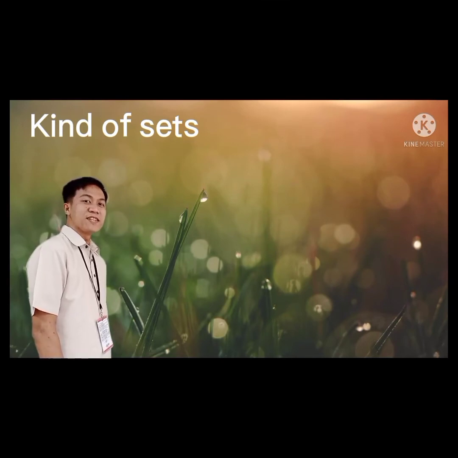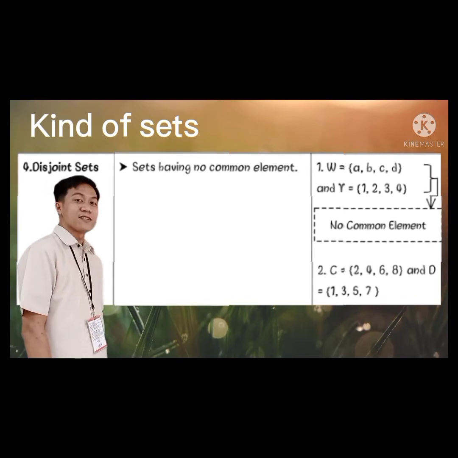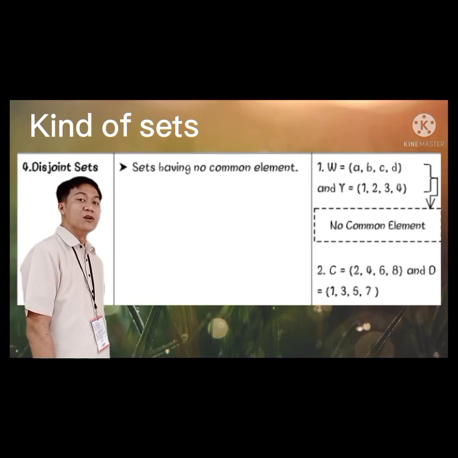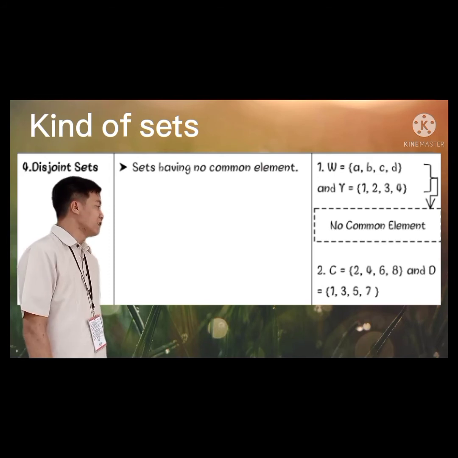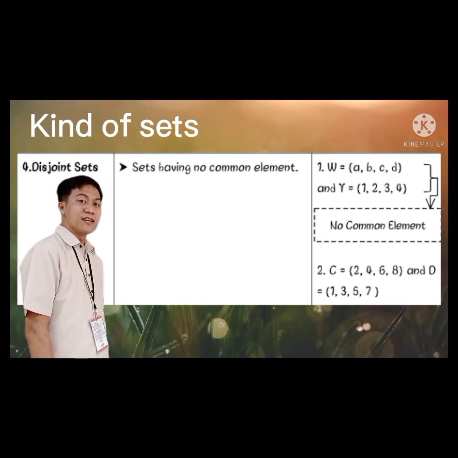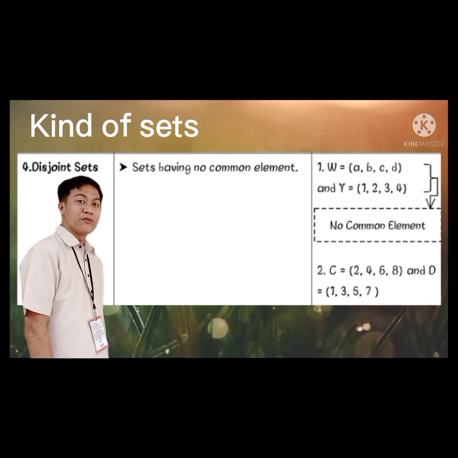Another kind of set is disjoint sets. When we say disjoint sets, that is a set having no common element. For example, our set W, the elements are A, B, C, and D. And our set Y, the elements are 1, 2, 3, and 4. So there is no common element between set W and set Y. So they are disjoint sets.